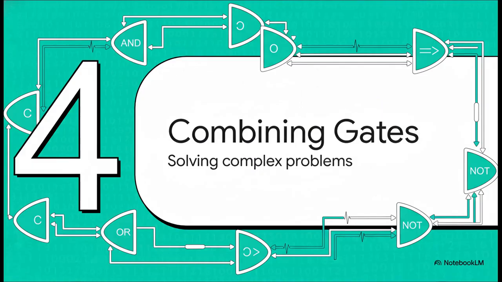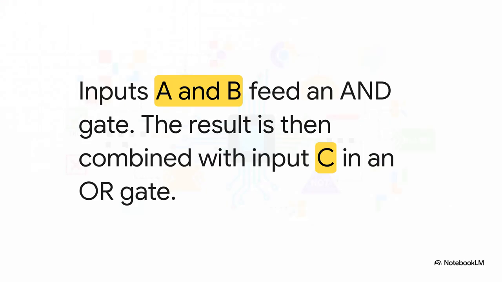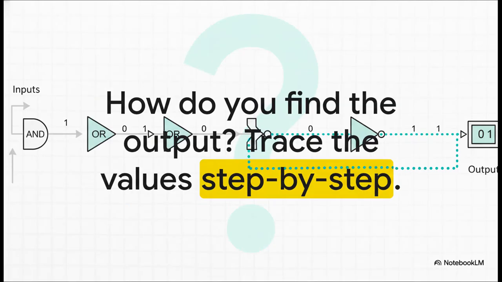Right, now for the fun part. Let's put it all together. See, in your exam, you're almost never going to see just a lonely little AND gate. The real test is understanding how you can chain them together to do more powerful stuff. So, have a look at this. This is a classic exam-style problem. We've got 3 inputs, A, B, and C. You can see A and B go into an AND gate first. Then, whatever comes out of that gets mixed with C in an OR gate, and that gives us our final answer. So the big question is, how on earth do you solve it?